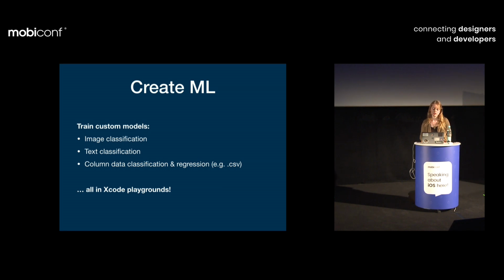So it allows us to train custom models for a couple of different tasks. So the first one is image classification. So this is going to be what we want to use to classify our Agricola pieces. We're also able to do text classification and column data classification and regression. So what does that mean, though, column data classification and regression?